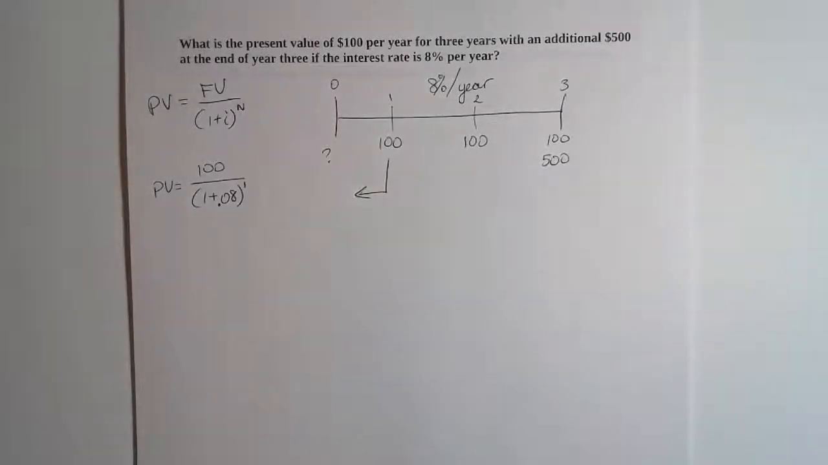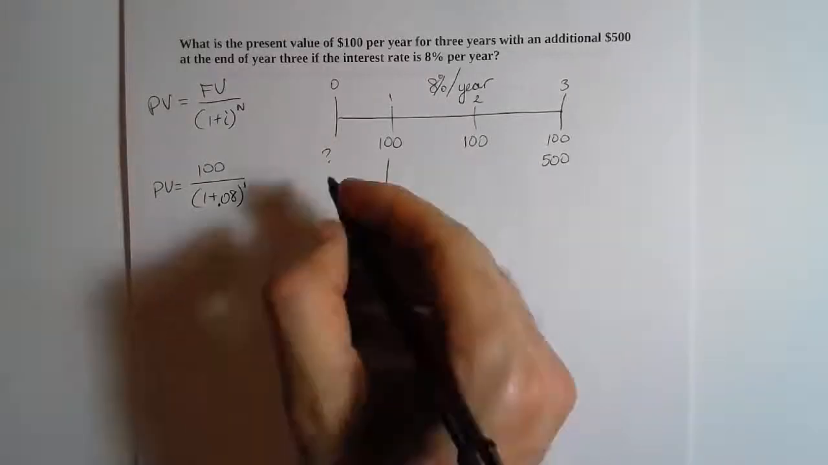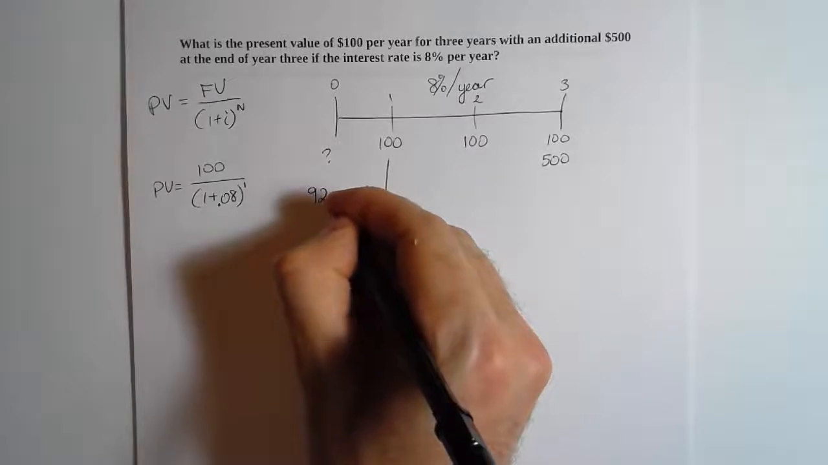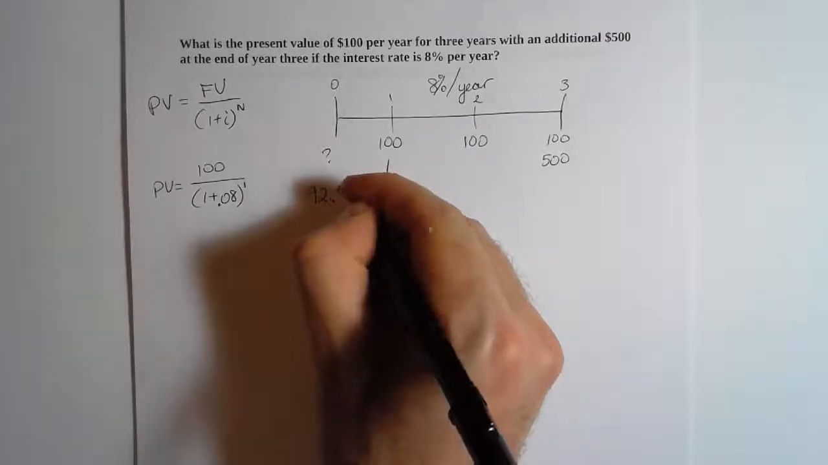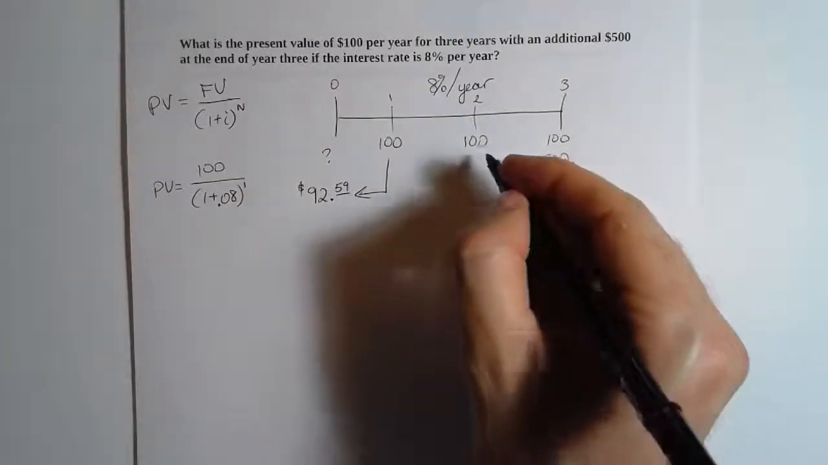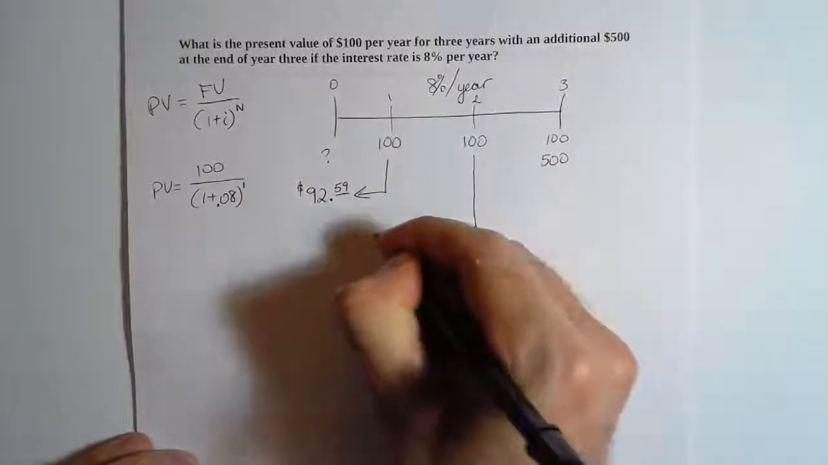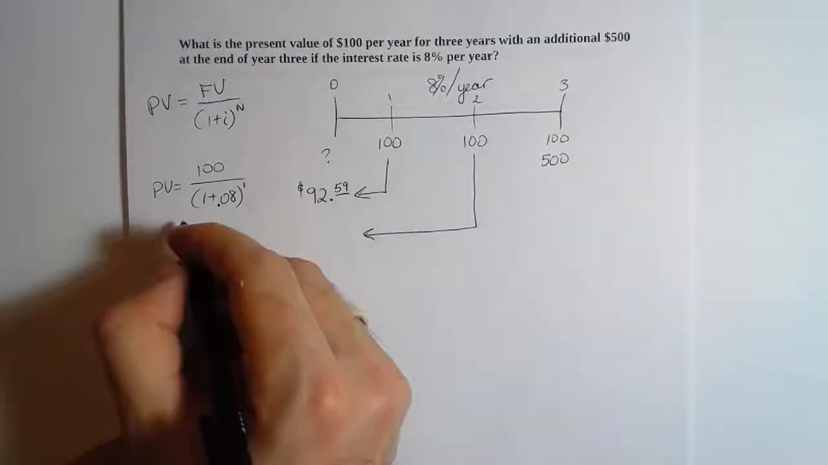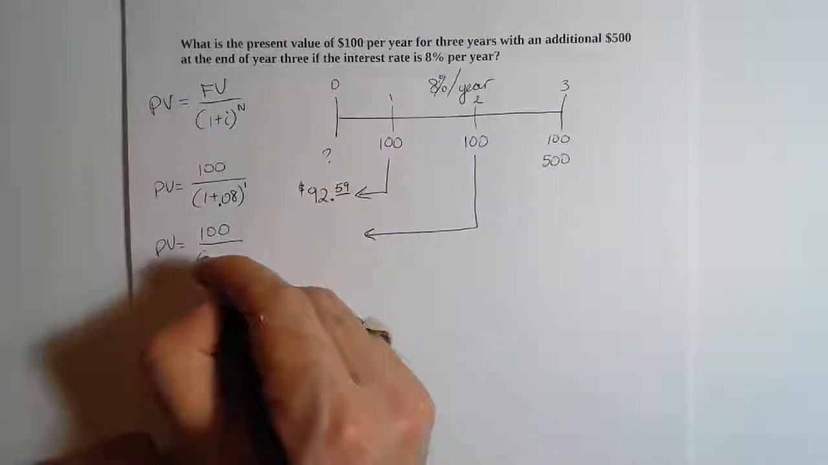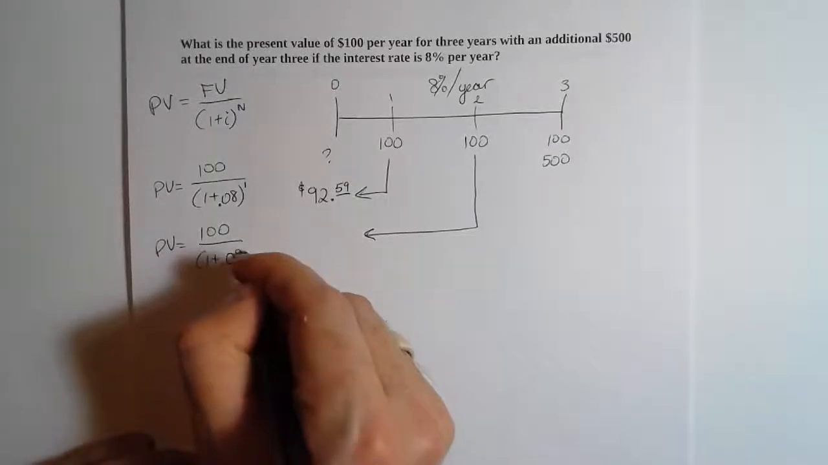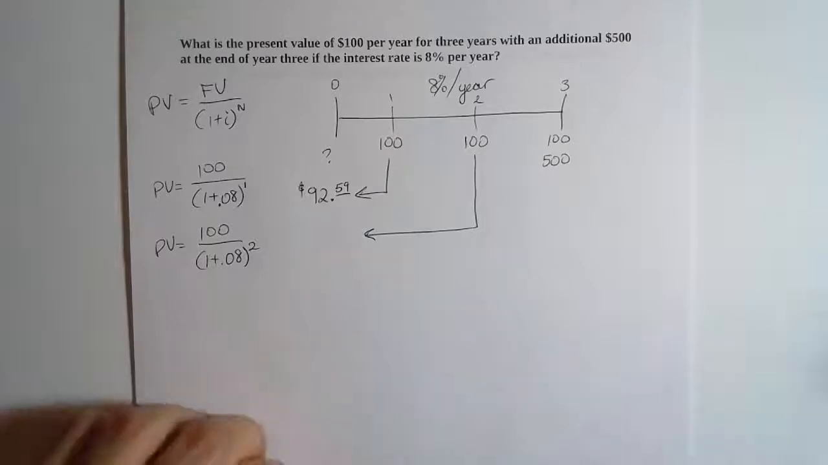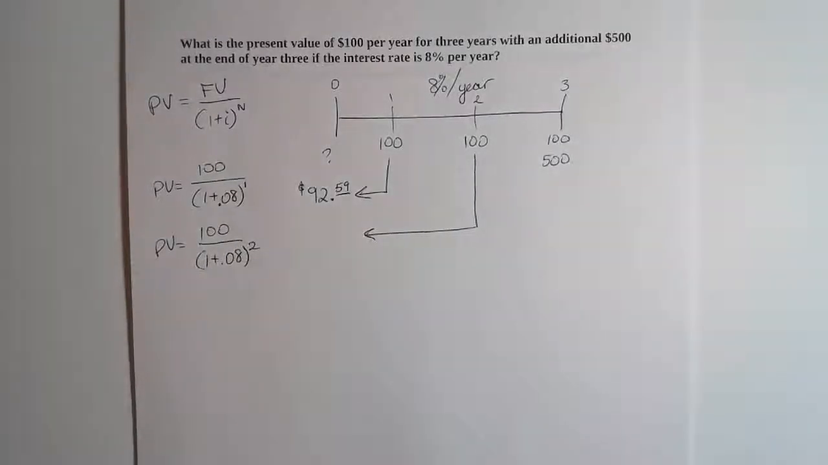Okay, so if you paused it to work that out, what you should have gotten is a present value of $92.59. Now we need to find the present value of this second cash flow. For that, present value is going to be $100 over 1 plus 0.08 raised to the 2 because we need to bring it back 2 periods. So I'll pause for a moment to allow you to work that out.